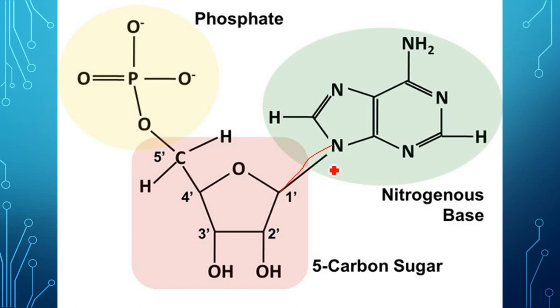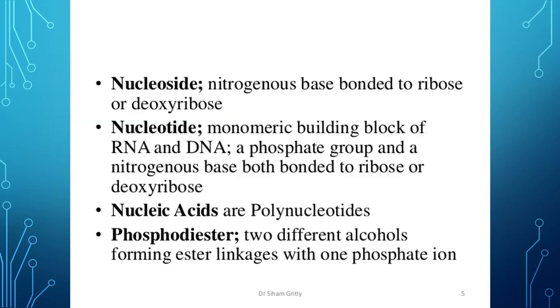This is the chemical structure, how they form bonds or how they are related. The first carbon of the sugar combines with the ninth position nitrogen of pyrimidines or purines.